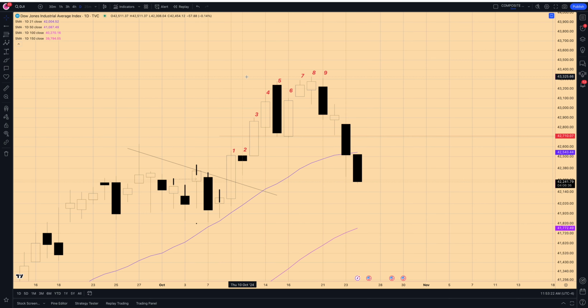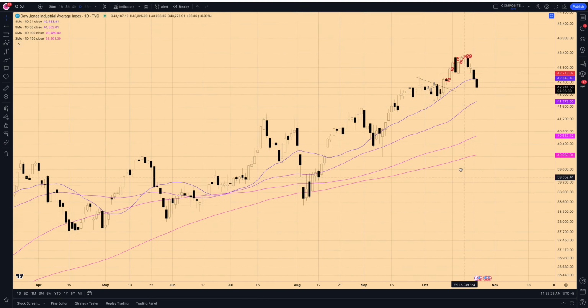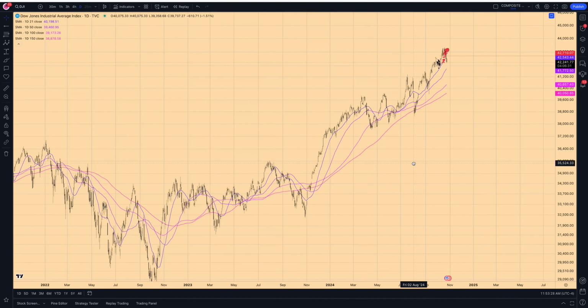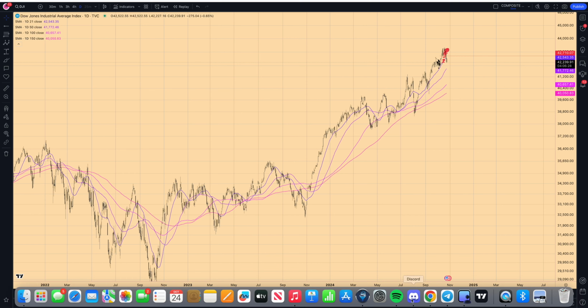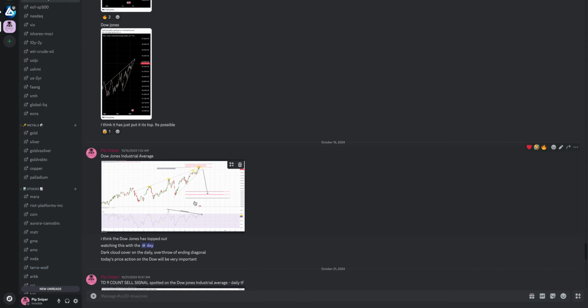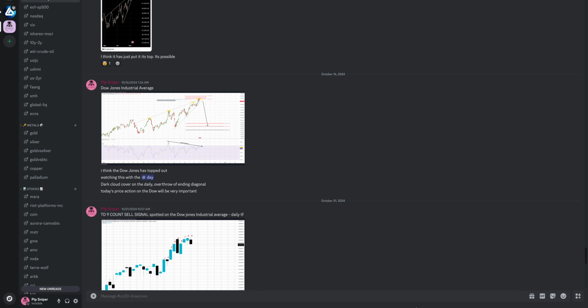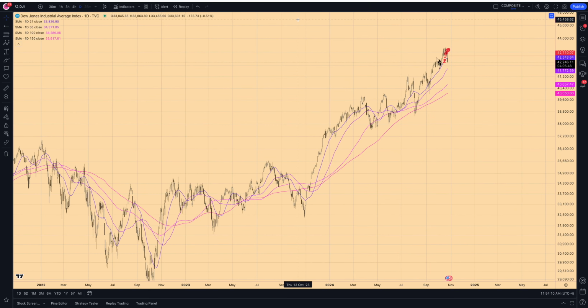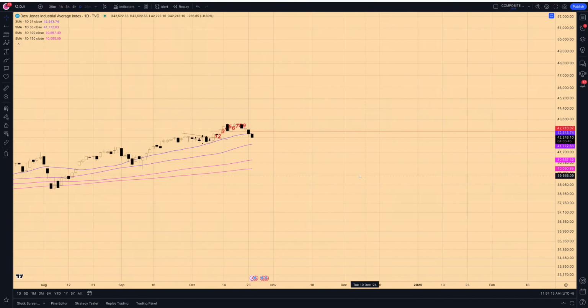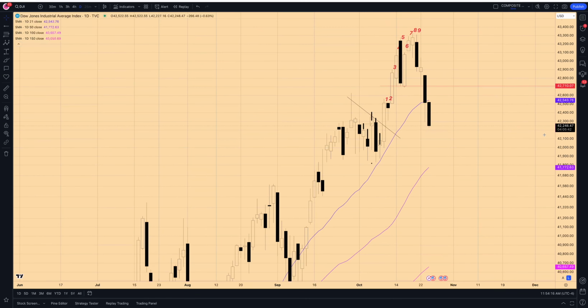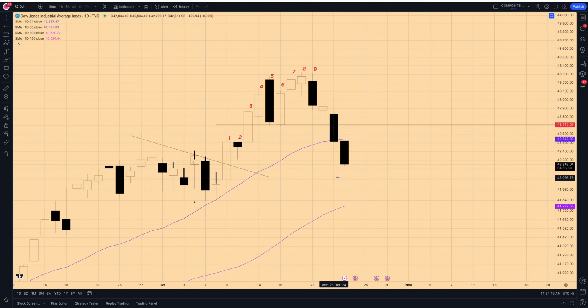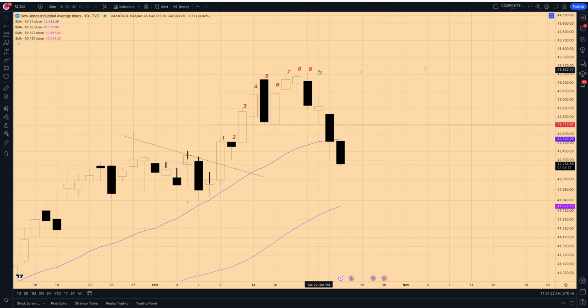And when we take a look here at the Dow, we do see that we called a TD9 sell signal right over here on October 21st. Right? And this is where the Dow is right now. When we zoom in. Okay, it's dropped significantly from that day. If you guys aren't in the Discord, then I would definitely recommend joining so you guys can stay up to date on all the charts and assets.